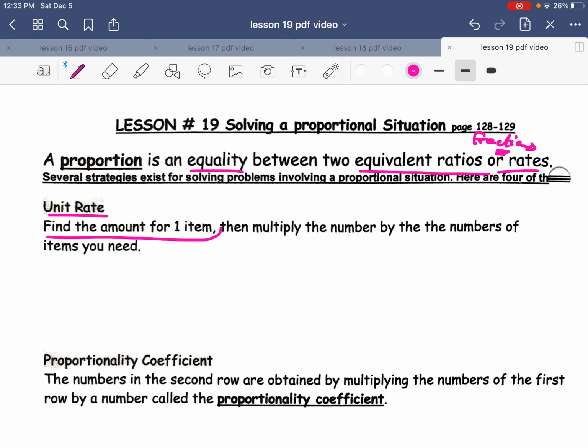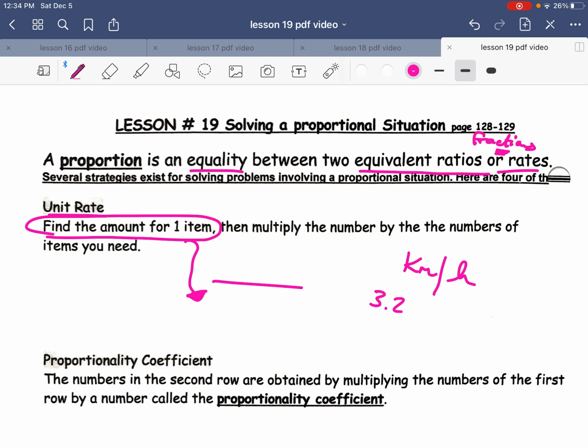Unit rate, we've done this, right? My trick: find the item for one thing, and the one thing you want to find will be on the bottom of the fraction. So for example, if we're talking about kilometers per hour, and they tell you that it takes 3.2 hours to cover 117 kilometers. If you want to find how much for 1 hour, you would put your 3.2 hours on the bottom because it will solve for how much for 1 hour, and put your 117 kilometers on top.